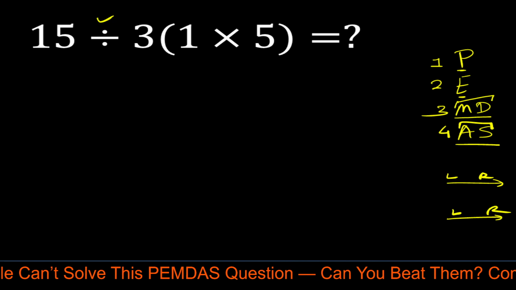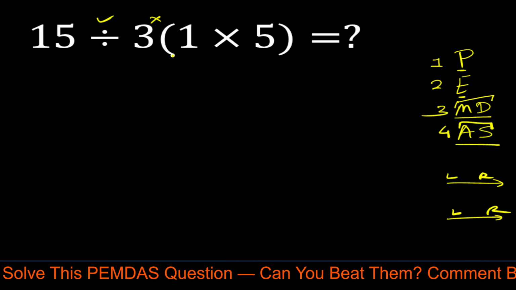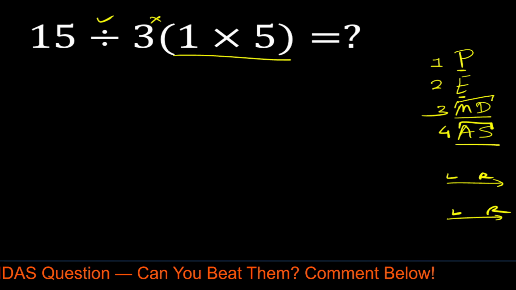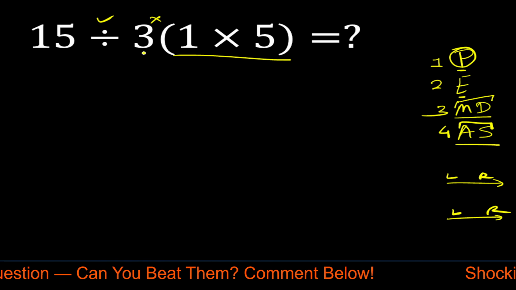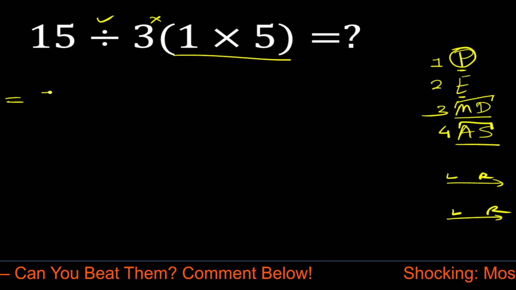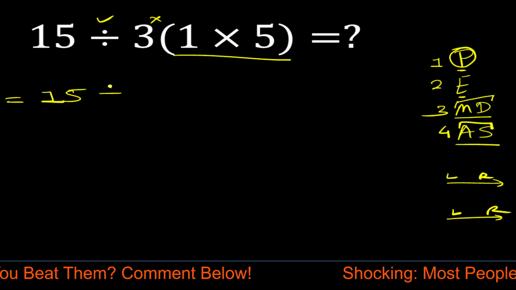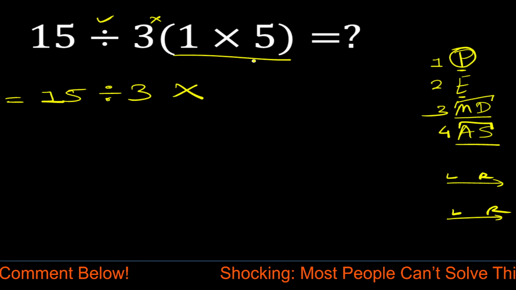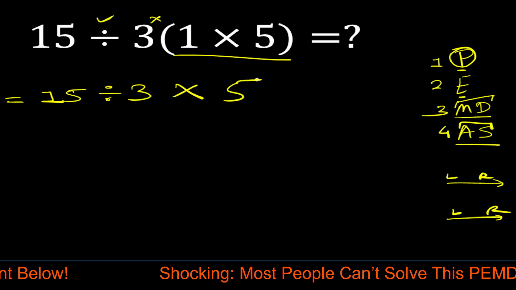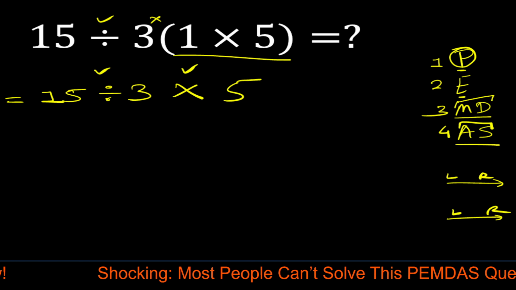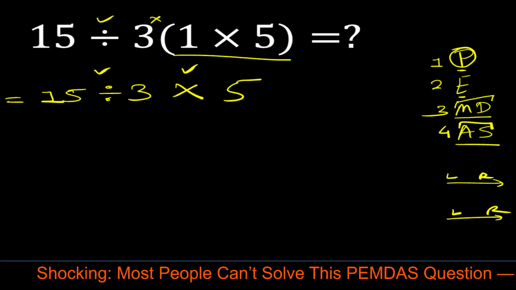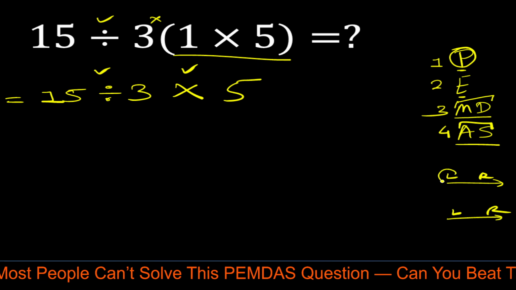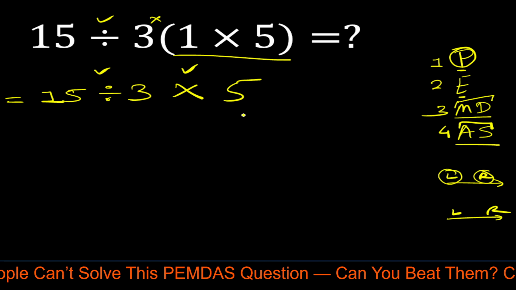So in this question, here we have division, here multiplication, and here we have one parenthesis, right? So according to the PEMDAS rule, first we have to solve the parenthesis. So now 15 divided by 3 times, now solve this parenthesis, 1 times 5 is equal to 5. Now here we have division and here multiplication. So multiplication and division both have equal priority, so we have to solve it from left to right.